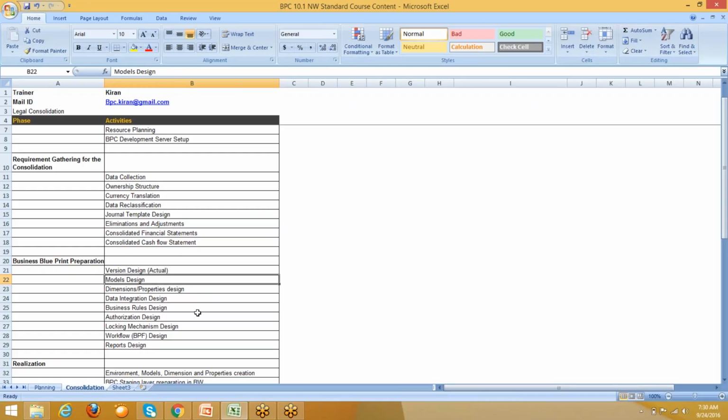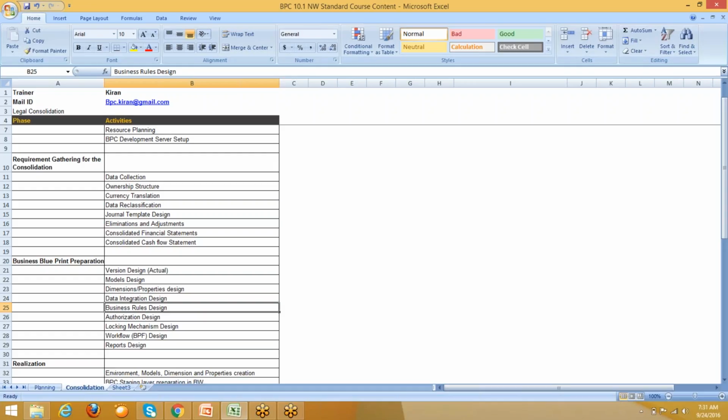Model design. So three models you have to implement for consolidation, minimum: consolidation, ownership and rates model. So that design you have to keep. Dimension properties design. Dimensions and properties are very much required for BPC consolidation, account dimension, entity dimension, properties. So consolidation properties are very important. That properties design also we have to understand and keep here. Data integration design, when I say data integration design here, how the data is flowing from ECC to BW, BW to BPC.